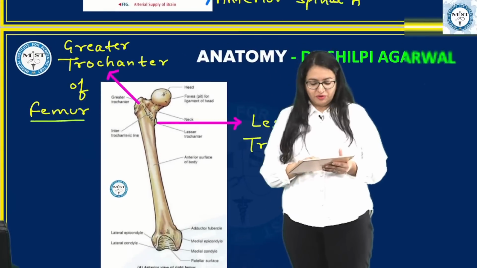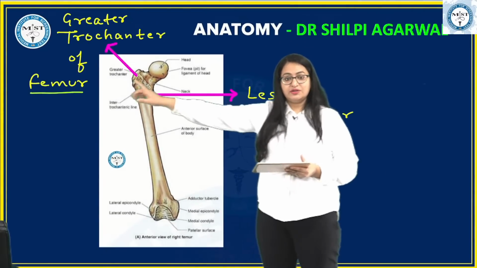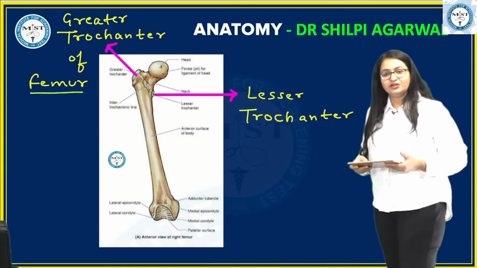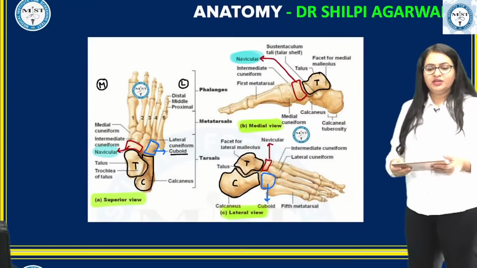Now for the femur, we already mentioned, you should be able to tell the greater trochanter, very important. On the inner side, small prominences, lesser trochanter, very, very important.